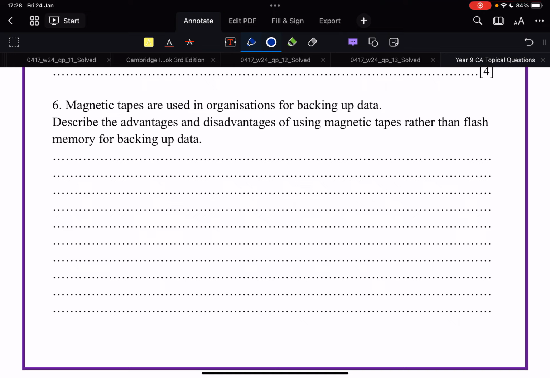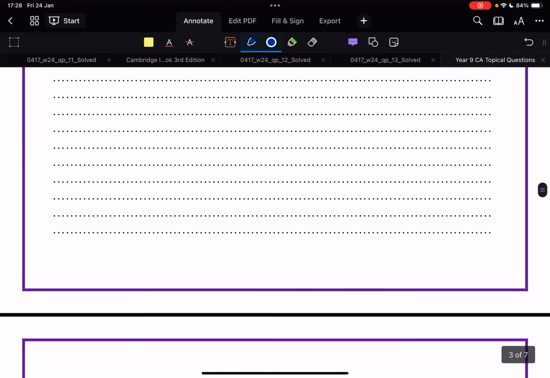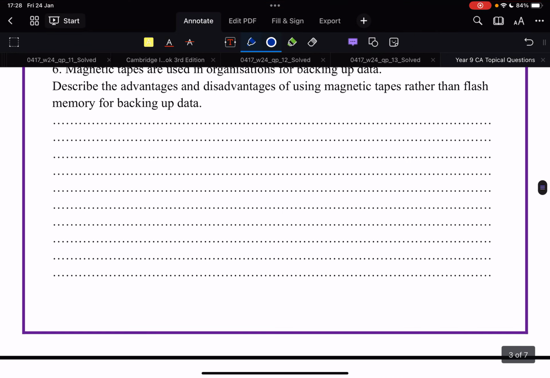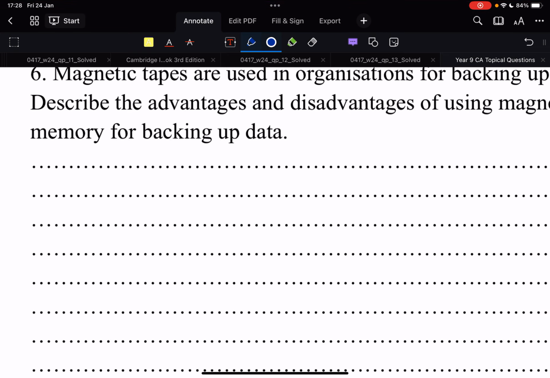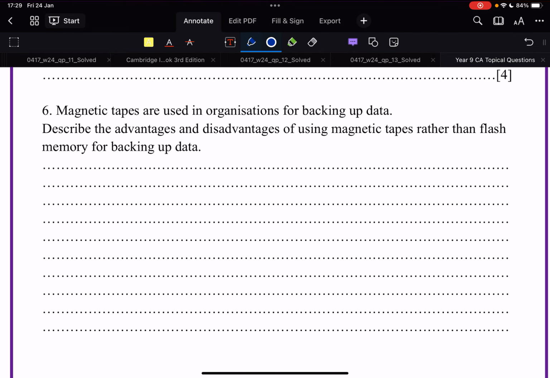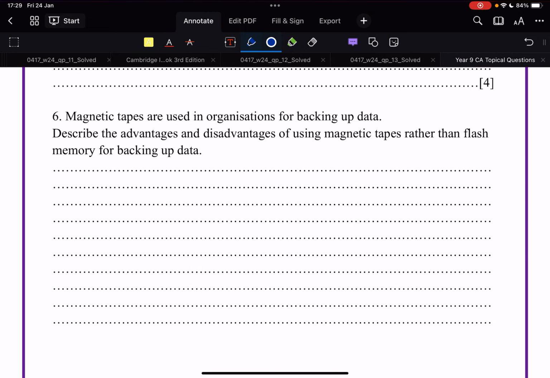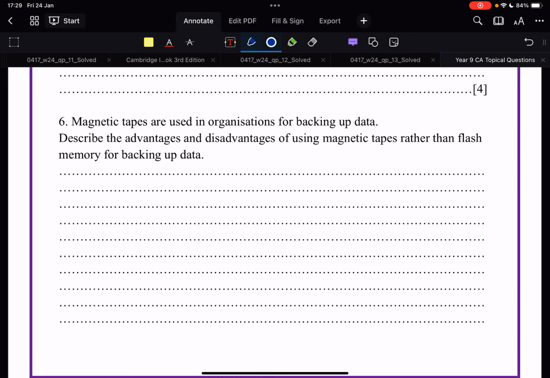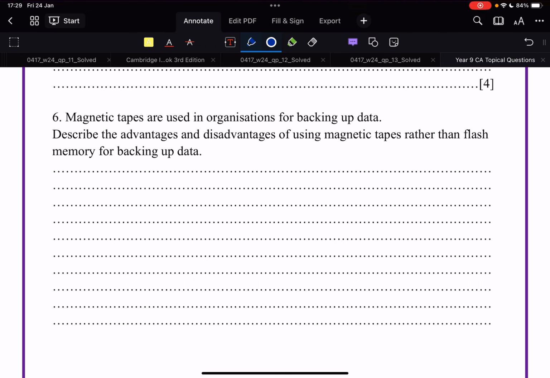So let's talk about the advantages and disadvantages of using magnetic tape rather than flash memory for backing up. This is a 6 mark question. That simply means 3 for advantages and 3 for disadvantages, or 4 for advantages and 2 for disadvantages, or 2 for advantages and 4 for disadvantages. So let's start with advantages.